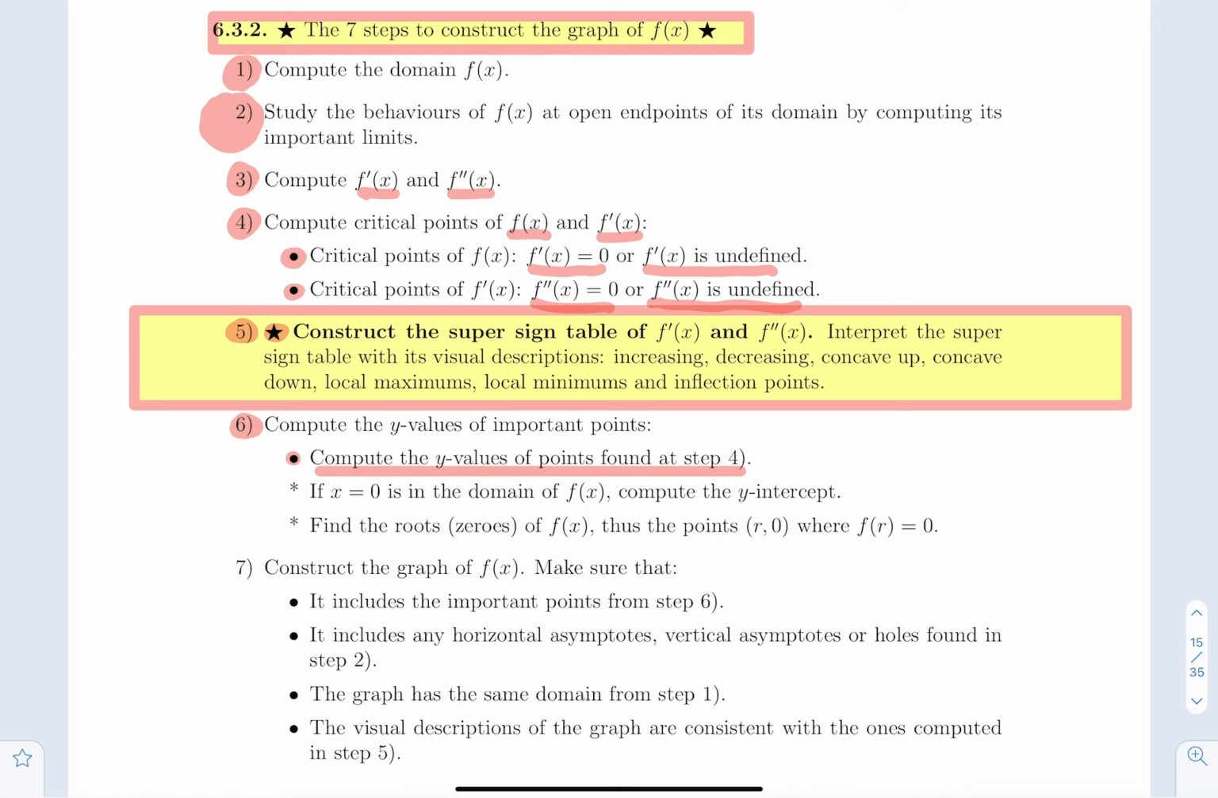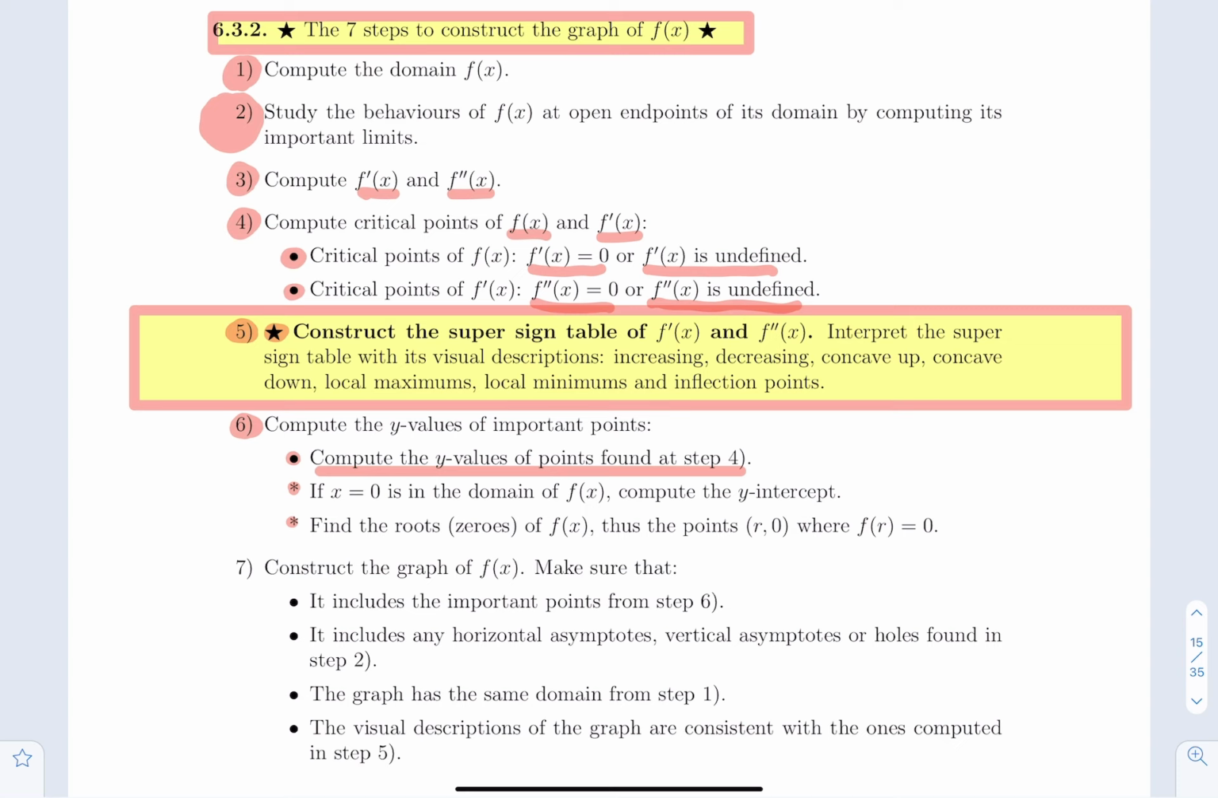And then if 0 is in the domain, computing the y-intercept will be a good contribution to the graph. If it's easy, find the roots of your function and then include them in your graph. So all that just to say, if there's any y-intercept or x-intercept, they should be on the graph. They're not a mandatory step. I mean, if you forget about them, it's not too crucial. But if you have them, it will help create the right graph for your function.